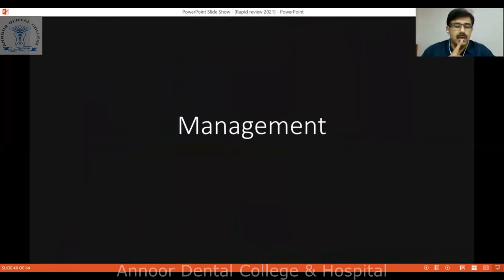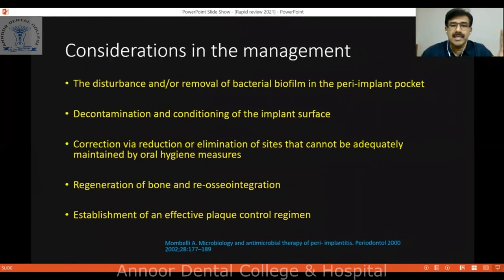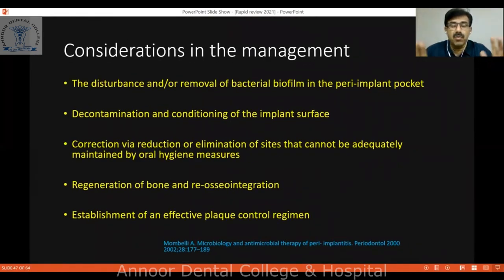Now, we have placed an implant. We have advised the patient to maintain good oral hygiene. In spite of that, we know that there is an incidence and prevalence of around 50 to 80% of peri-implant lesions. How are we going to manage them? Now, these are the different tenets or protocol or basis on which you are going to manage peri-implant diseases.